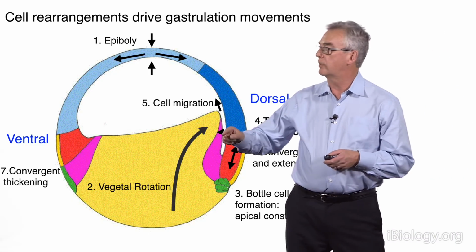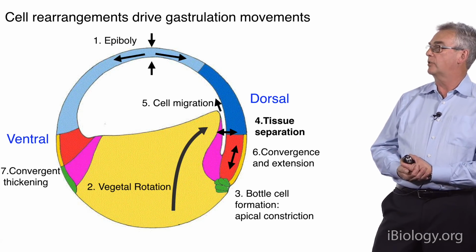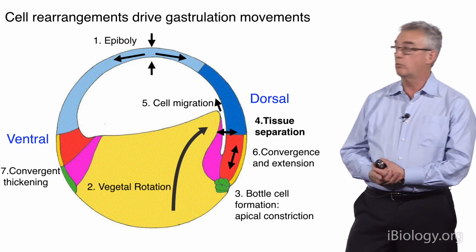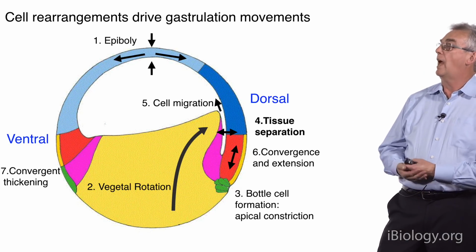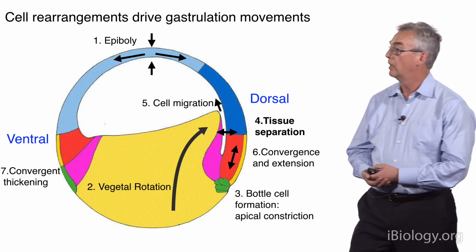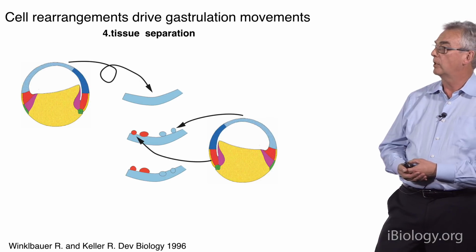I've already mentioned this cleft here, the cleft of Brachet. And of course, this cleft could have two fates. One is that the tissues can remain separate, or they could merge with one another. And that's a real active process of tissue separation, that these cells are maintained as different. And that can be shown by these explant experiments, again done by Rudi Winklbauer.